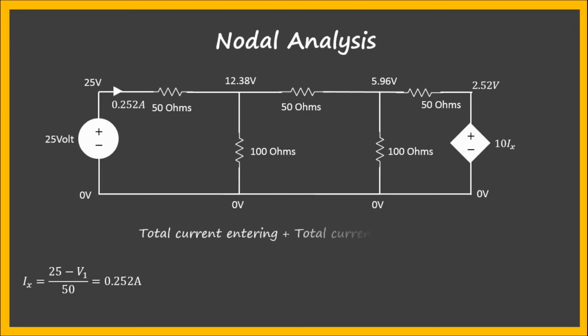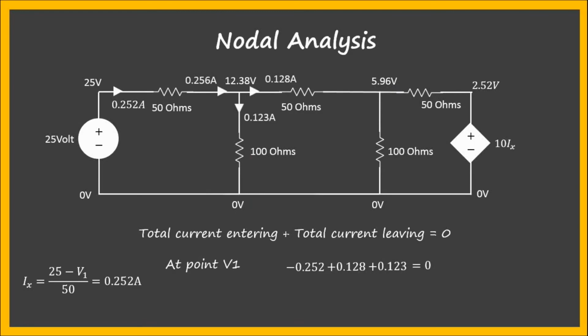Writing KCL at point V1, these are the three currents found after putting the values of V1 and V2 in the equation which we developed in the first place. The negative sign value is the entering current and the positive sign value is the leaving current, as you can see on screen as well. Similarly, verify KCL at point V2 as well, and you will find the entering and leaving currents.